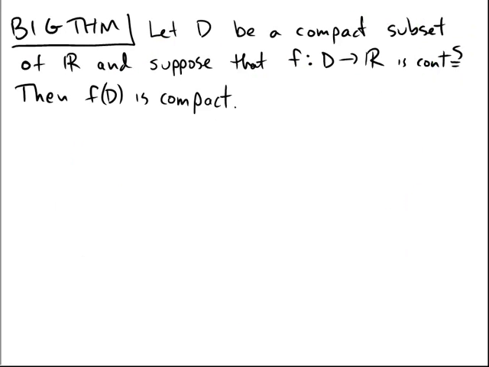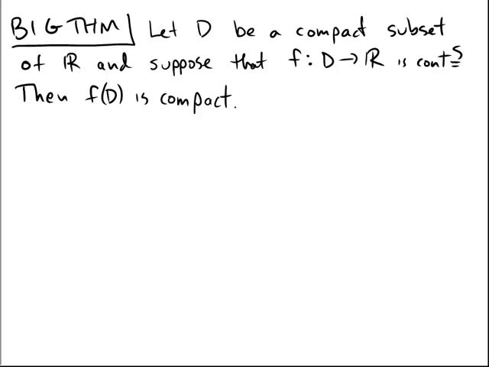Okay, so let's go with our big theorem this unit. Our big theorem will be: if D is a compact subset of R, and we suppose that f is a continuous function going from that domain into R, then it turns out that f(D) is compact. It's going to be compact.